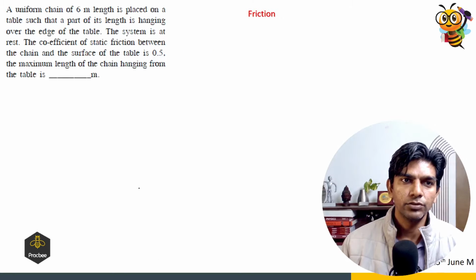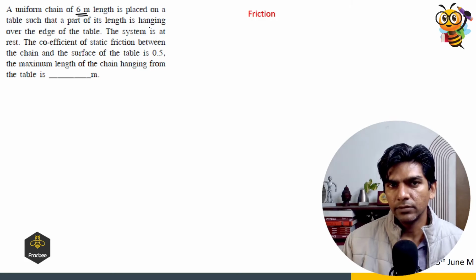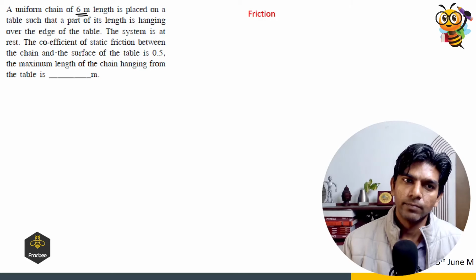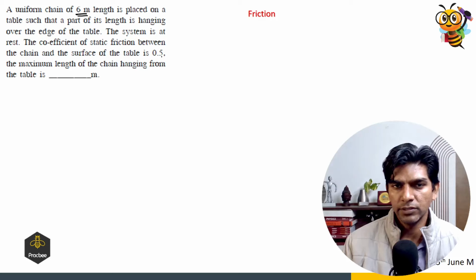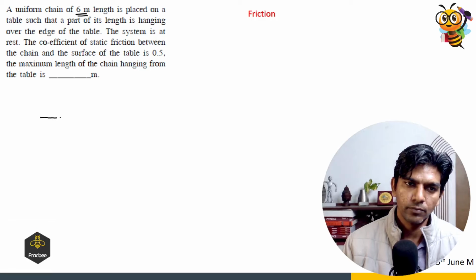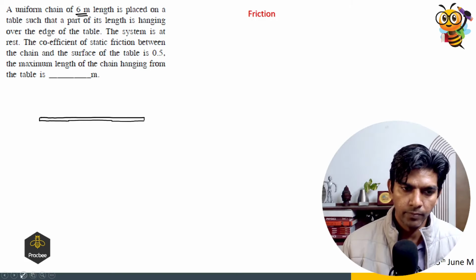Right, so let us see this question. A uniform chain of 6 meters length is placed on a table such that a part of its length is hanging over the edge of the table. The system is at rest. The coefficient of static friction between the chain and the surface of the table is 0.5. The maximum length of the chain hanging from the table... So this is the table and there is a chain and some part of the chain is hanging.